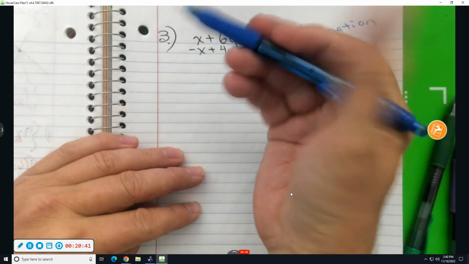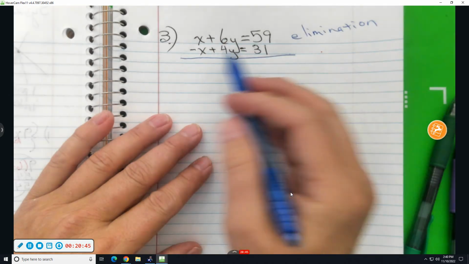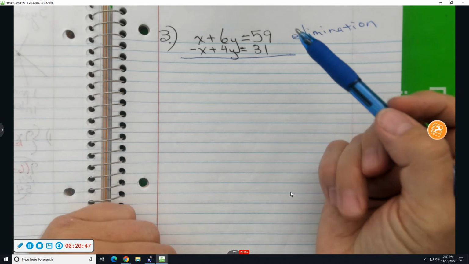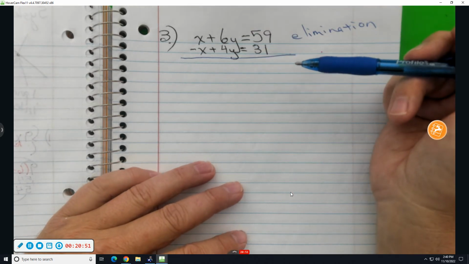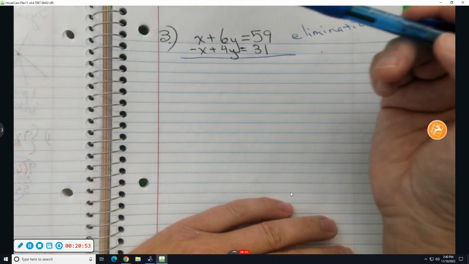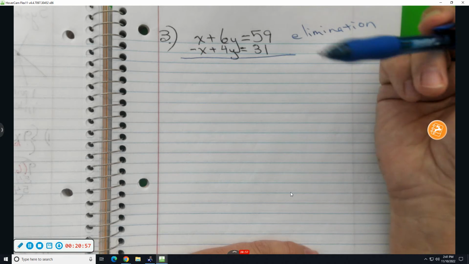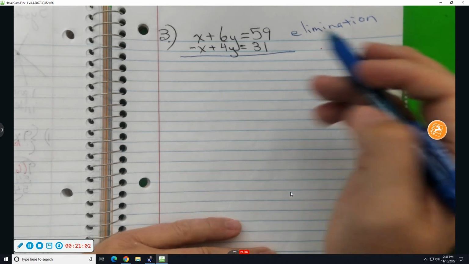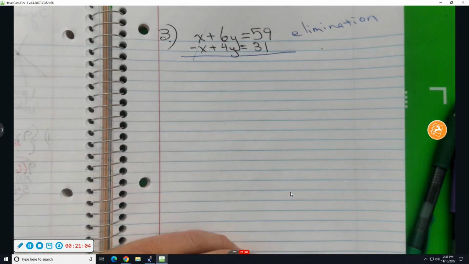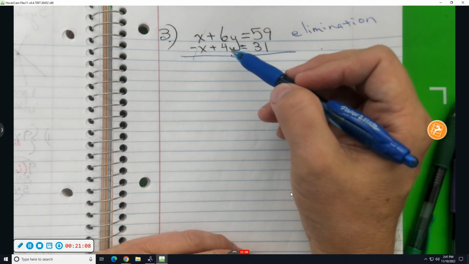If we were to add these two equations together, if these two quantities are equal, their sums should be equal. So we should be able to add the left side and the right side and get an equivalent statement. x plus negative x, what's just happened there? It was eliminated. That's the name of this method. Adding them, they subtracted out. Well, you have a positive 6y plus 4y.